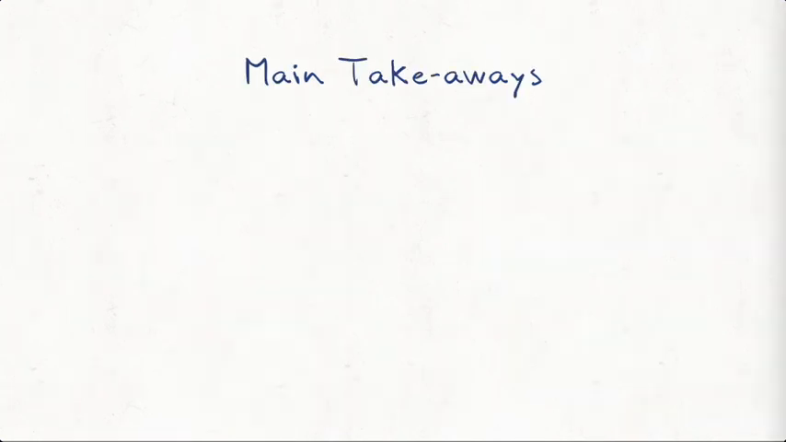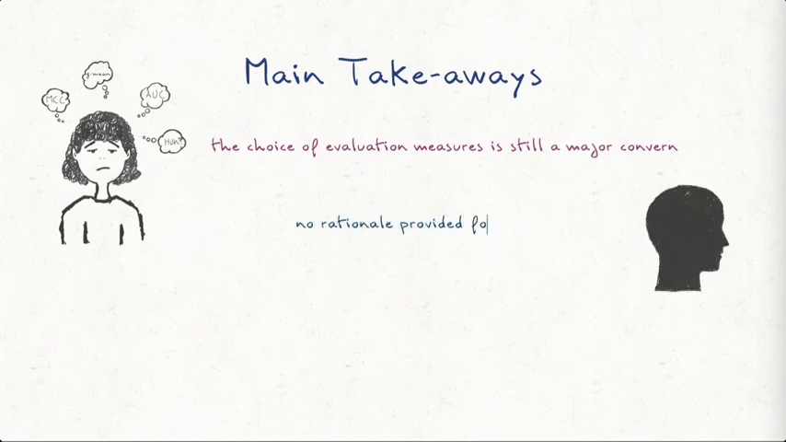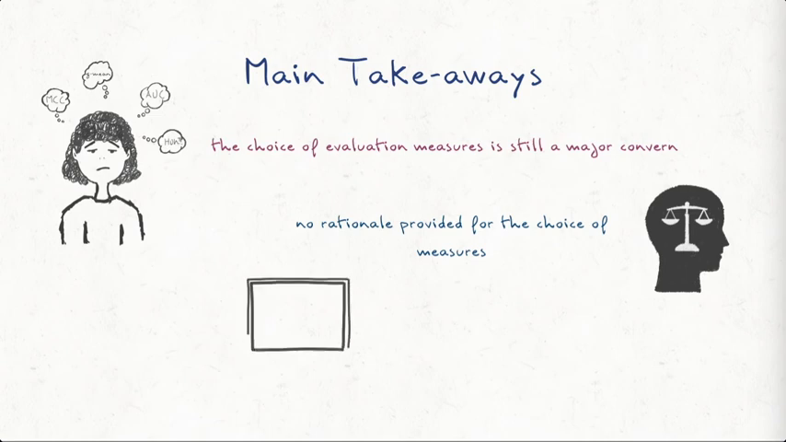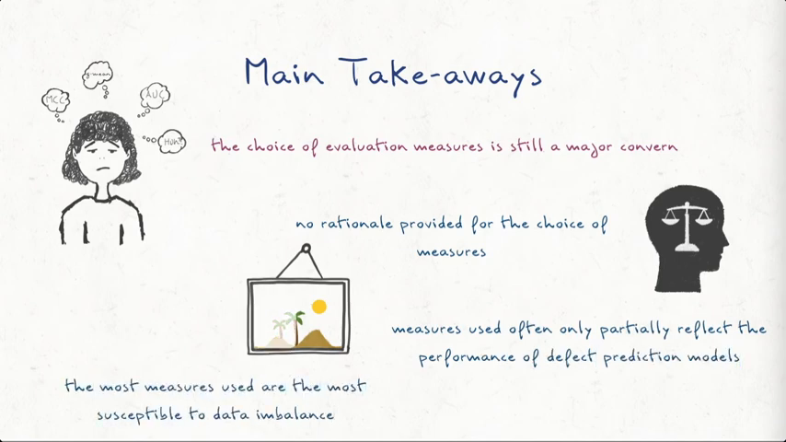So basically, the main takeaways are that despite the warnings raised in previous work, the results of our literature review reveal that the choice of evaluation measures is still a major concern in the community, and that it has only been partially tackled so far. Our review of previous work published over the last decade has also revealed that the majority of the studies do not provide a rationale for the measures. They often use measures which only partially reflect the performance of defect prediction models, and that the measures used are often the most susceptible ones to data imbalance.